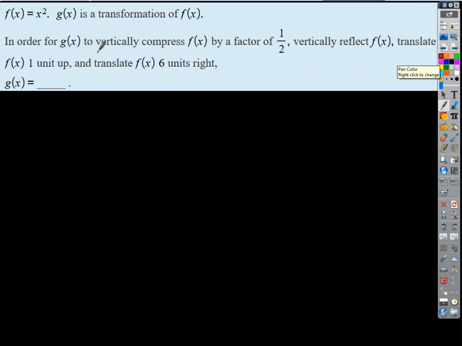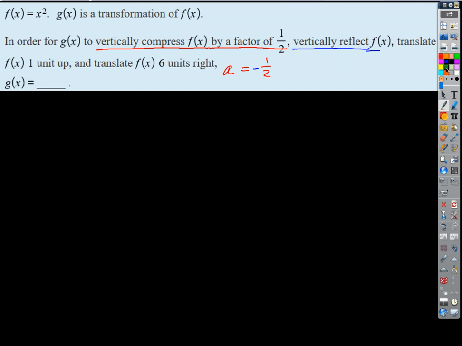If we want to do something like vertically compress f of x by a factor of 1/2, what parameter controls vertical dilations? A does vertical dilation. So that's telling us that A equals 1/2, right? Is all that saying. But what about this part right here? If we're going to vertically reflect f of x, what's that telling us? Negative. That A is negative, okay? So the blue goes with just that blue negative sign, right?